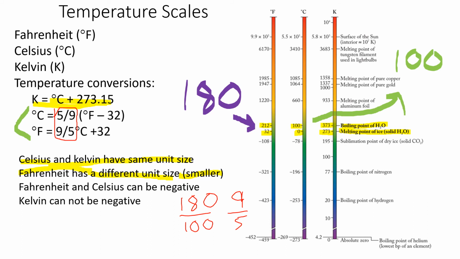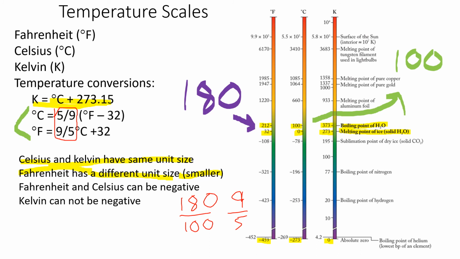Some other things to notice. Here we're going to look at the temperature scales on the right. If we look all the way at the bottom, there is a theoretical lowest temperature you can have. And that theoretical lowest temperature on Fahrenheit is minus 459. Celsius is minus 273. And in Kelvin, that temperature is 0. So this gives us another opportunity to do a little comparing and contrasting between Fahrenheit, Celsius, and Kelvin.